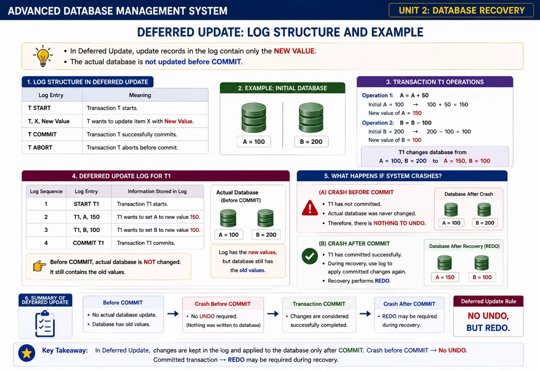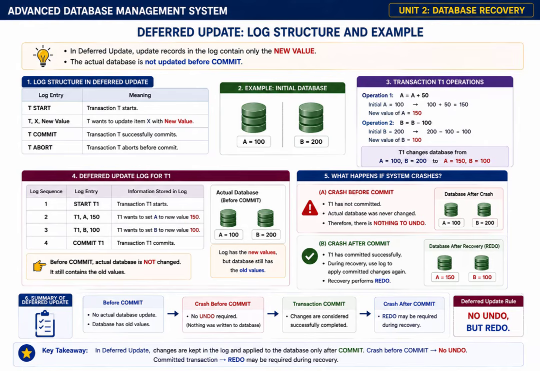Therefore, transaction T1 wants to change the database values from A equals 100, B equals 200, to A equals 150, B equals 100. Now, let us look at the deferred update log. The log contains information similar to start T1, then T1, A, 150, then T1, B, 100, and finally, commit T1. Now, stop here for a moment and notice something very important. We have calculated the new values of A and B. We know that A should become 150 and B should become 100. But because we are using deferred update, the actual database has not yet been changed before commit. So before commit, the actual database still contains A equals 100 and B equals 200. The log contains the information about the new values, but the actual database is still holding the original values.